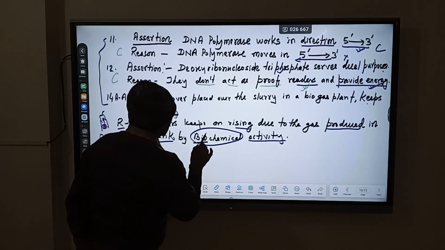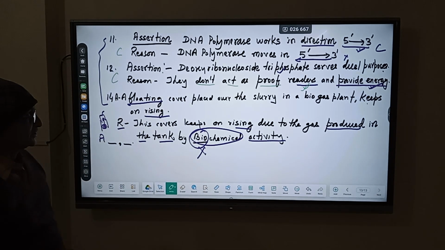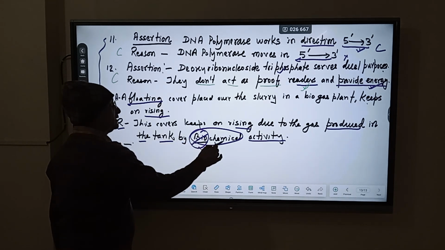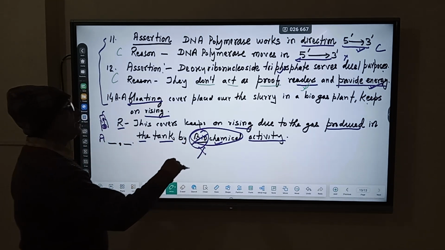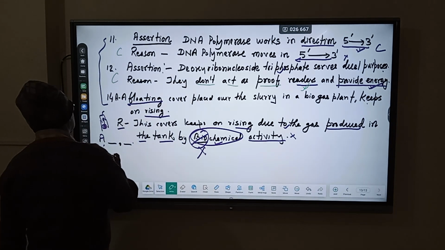But if the word bio is removed, as given in my examination, I am not given bio, only chemical activity. So your answer will be again, this one is wrong and this one is true. So your answer will be C.